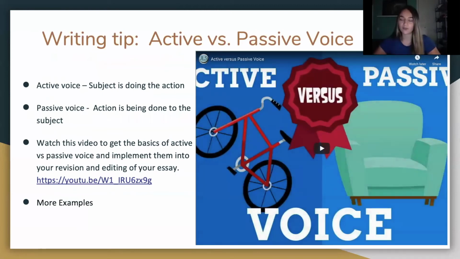So I've got a little writing tip for the next slide. The writing tip has to do with active and passive voice. In a sentence, we write in either active or passive voice. The subject is doing the action when we're writing in active voice. And for passive voice, the action is being done to the subject in a sentence. We're going to watch this video really quickly, and it's going to encapsulate that whole idea.